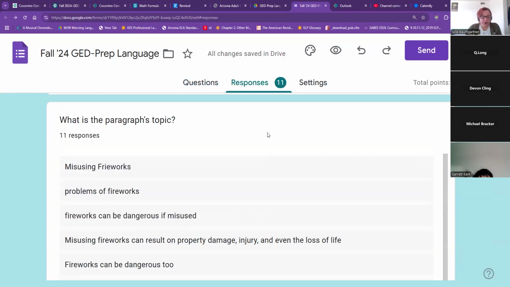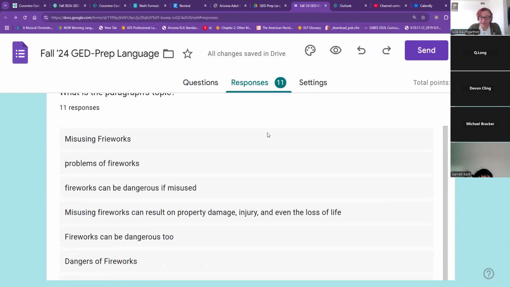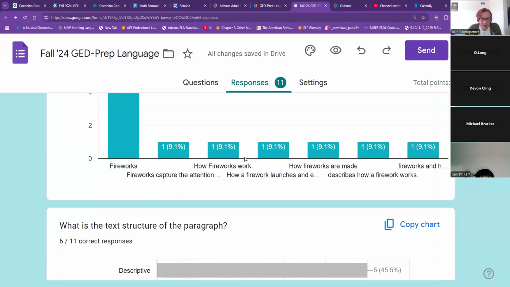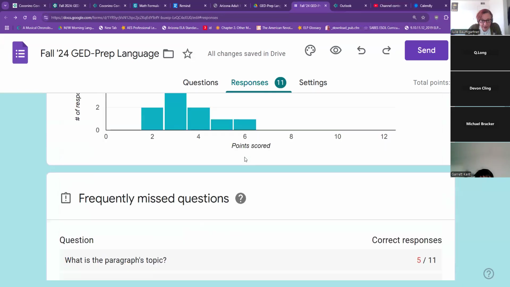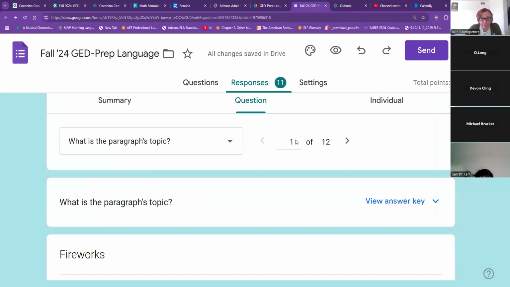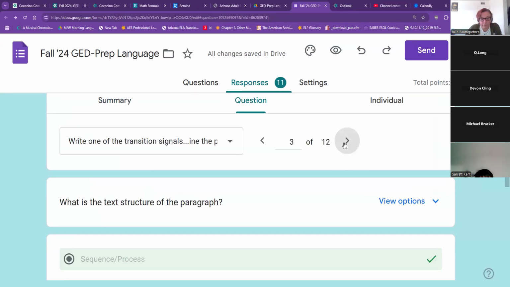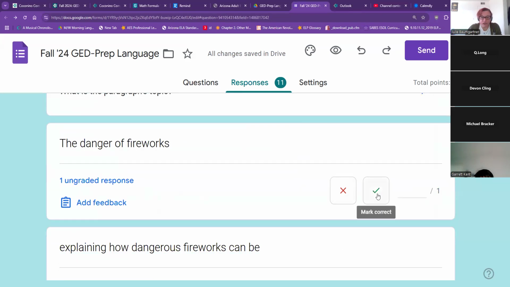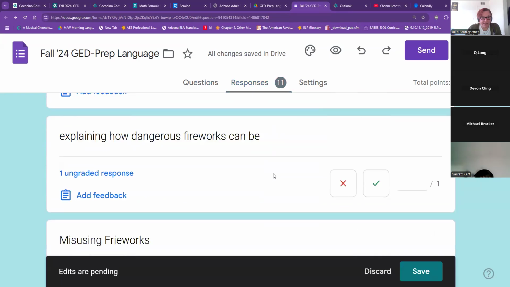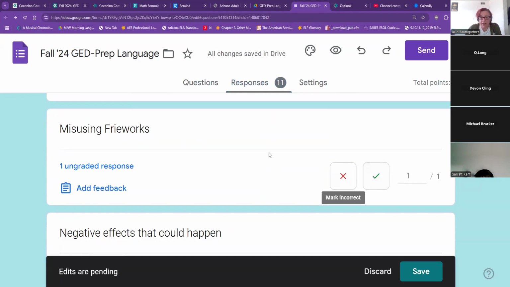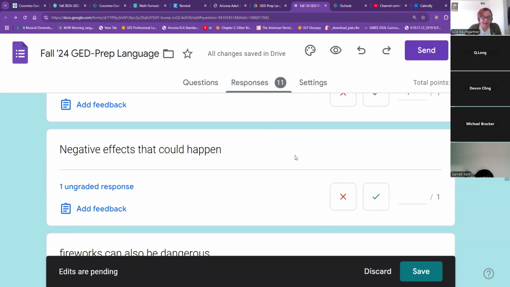All right. So it looks like some of you did a good job here. Like I said, I couldn't think of all of the possible answers, but let's see. So I would say "danger of fireworks" is good. "Explaining how dangerous fireworks can be." "Misusing fireworks," good. "Negative effects that could happen."